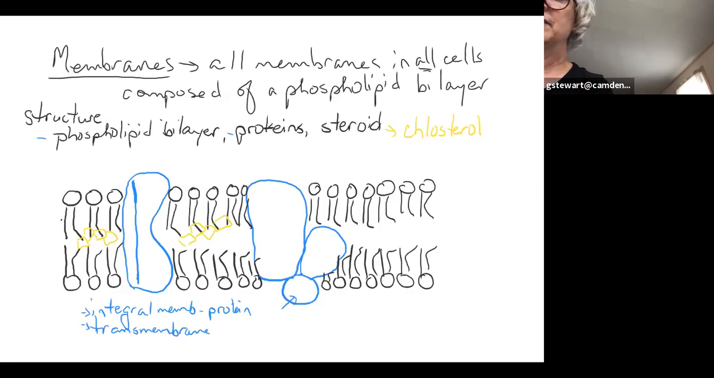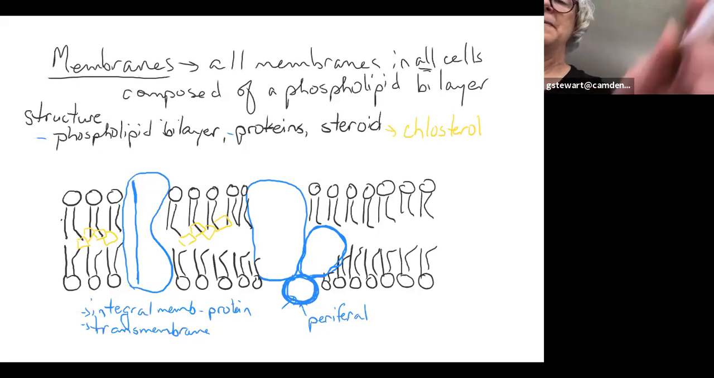This type of protein is a little different. See how it's only on the inside of the cell? And this one too, it's only partway through the membrane. It doesn't sit all the way through the membrane, right? So these would be called peripheral membrane proteins because they're on the periphery, or on the edges, okay? And again, we already spoke about the cholesterol.